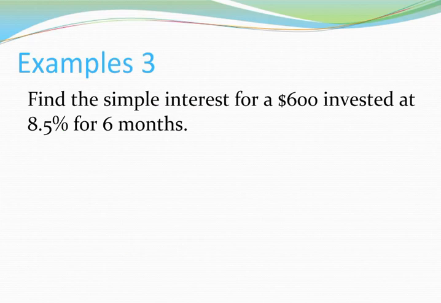Example number 3 is getting a little more challenging. It says, find the simple interest for $600 invested at 8.5% for 6 months. We know we're dealing with simple interest, so we're going to use the formula I equals PRT.